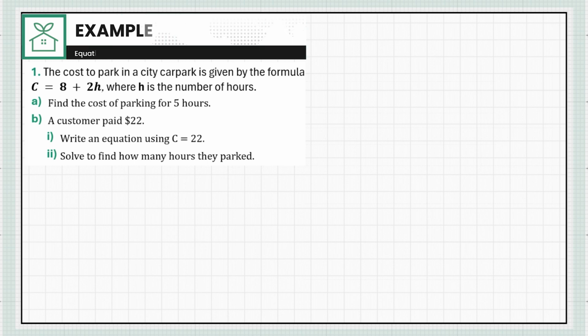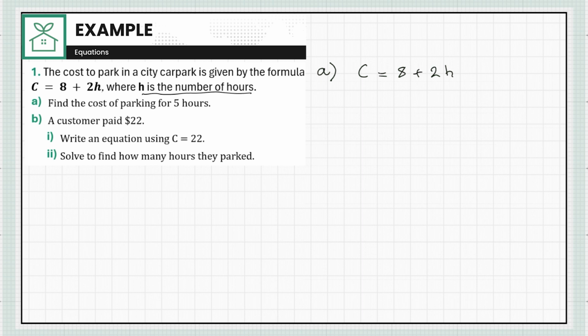Alright, welcome back. So right now we're going to be looking at a real world situation that's using a formula, and the formula is for the cost to park in a city. So the cost to park in a city is given by the formula C is equal to 8 plus 2h, where h is the number of hours. So the cost of parking depends on how long you are there.